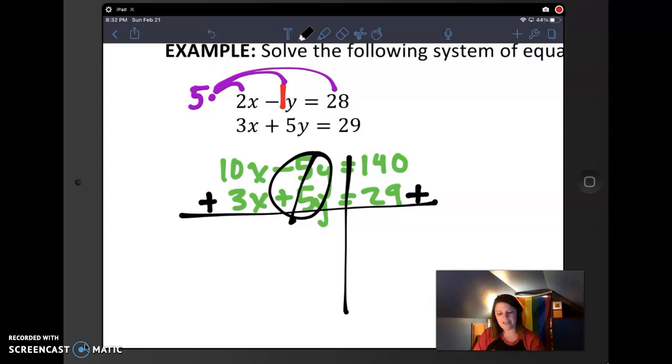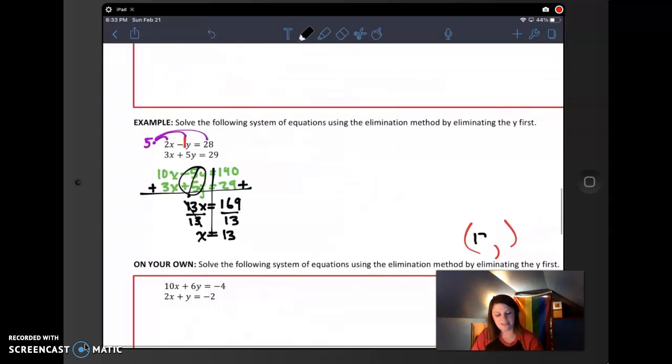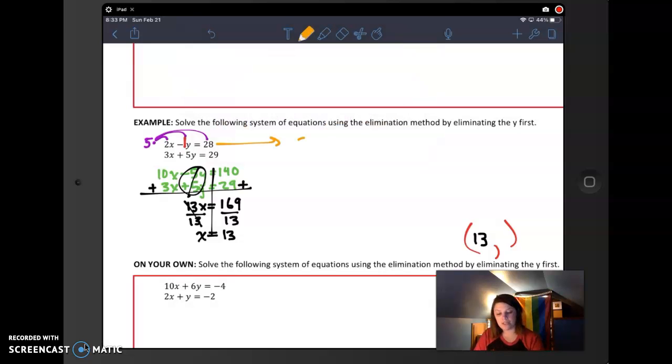And now when we add these things together, we are going to get 13x equals 169, which is a really, really nice, cute little one-step equation. All we got to do is just divide by 13 on both sides, and that means that x is 13, dividing top to bottom. Okay, so now we got to go back and we're going to snatch up that first equation. Again, it does not matter which equation you use. I just always use the first equation that's written down.